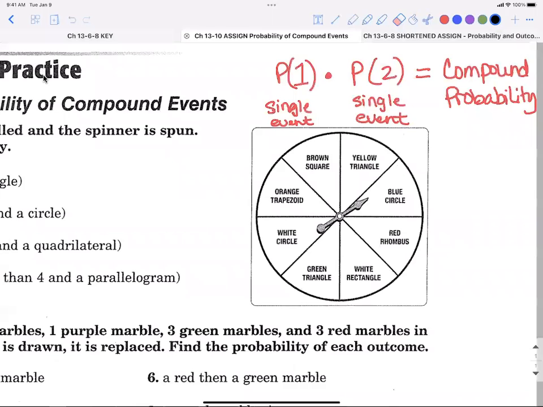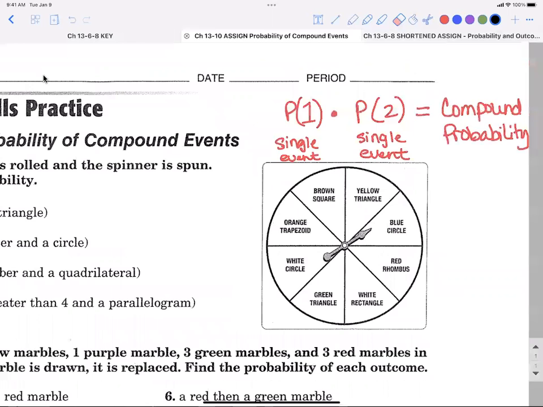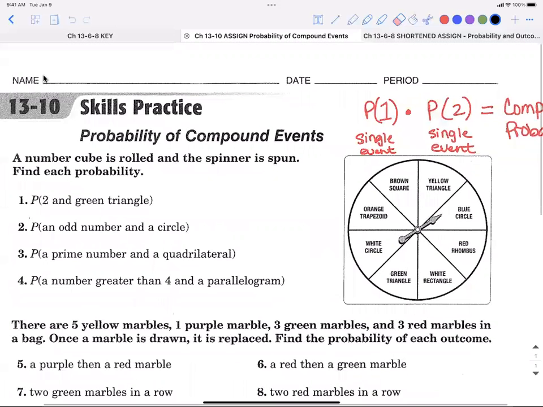So here's the equation that you need to write down in your homework or in your notes. The way you figure compound probability is you break it up into single events, and then you find the simple probability for event 1 times the simple probability for event 2. That gives you the compound probability. You reduce your fraction and you get your answer. So much simpler way to do it than we were shown in 13:8. Hopefully this clears this up and makes this much easier to do.